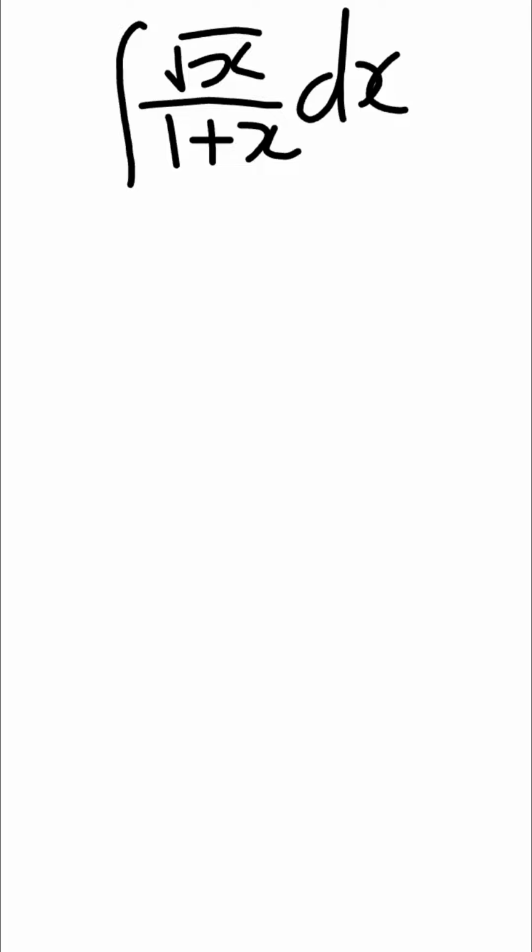Evaluate the integral of the square root of x all over 1 plus x with respect to x. First thing we do over here is to make a u substitution. So let's say that u is going to be equal to the square root of x. And we're doing this in order to simplify the integration process.